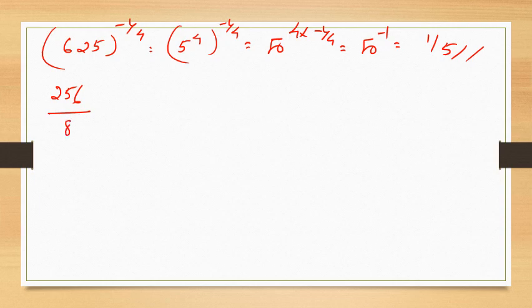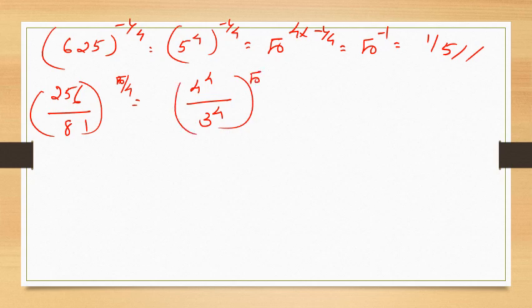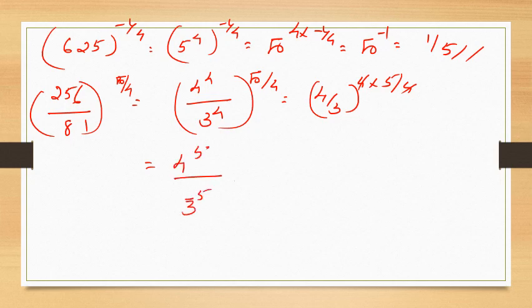Next question. 256 by 81 raised to 5 by 4. How to write 256? 256 is 4 raised to 4. 81 you can write it as 3 raised to 4, the whole raised to 5 by 4. So it is 4 by 3 the whole raised to 4 into 5 by 4. So the answer is 4 raised to 5 by 3 raised to 5. 4 raised to 5 is 1024 by 3 raised to 5 is 243.